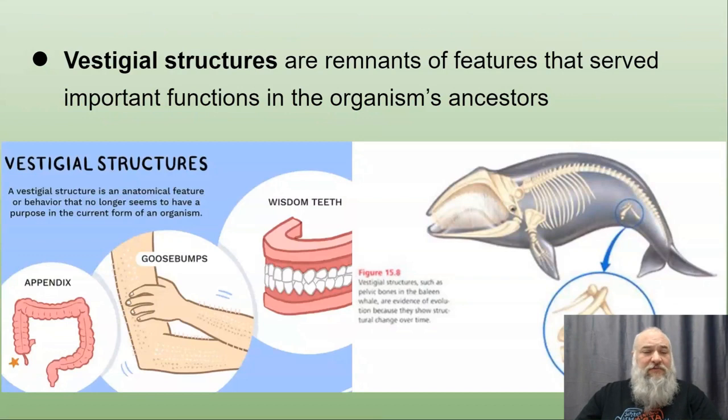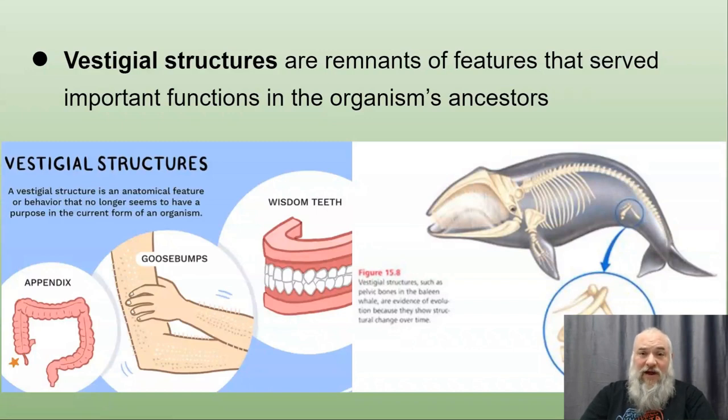Vestigial structures we talked about in Bio 1. I don't think we've talked about them in this unit yet. They are remnants of features that served important functions in the organism's ancestors. A prime example in humans would be the appendix, right? You only probably know about the appendix because it gets infected and people have to have it removed. The appendix doesn't really do anything for us anymore. There's some evidence it might have some slight lymph system function, but it's minor.